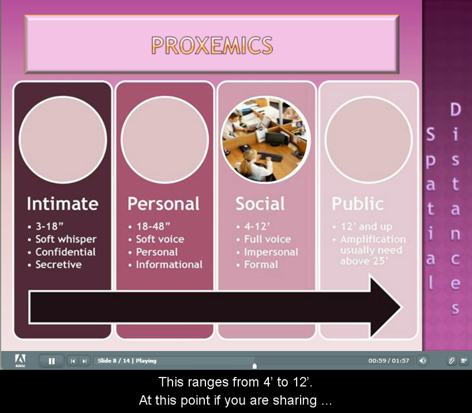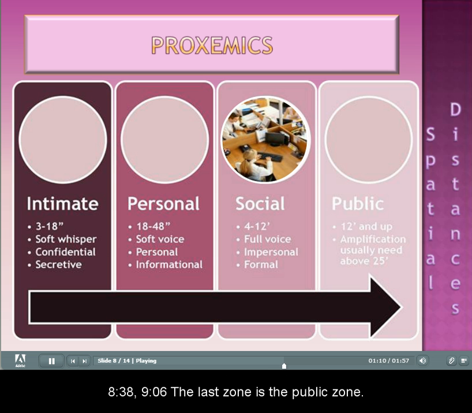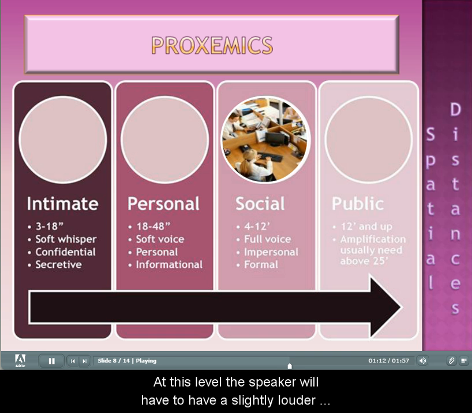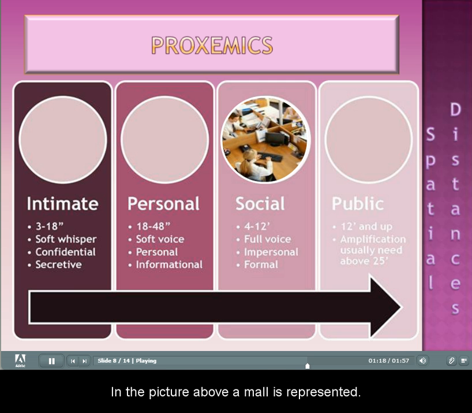The third zone is the social zone. This ranges from 4 feet to 12 feet. At this point, if you are sharing information to someone else, the speaker will use a full voice. This information ranges from personal to formal and may include the classroom, work, or a party. In our picture, we have people working at cubicles, but the walls are still low enough that they could talk to each other. When going to a party, people will gather in smaller groups to talk.